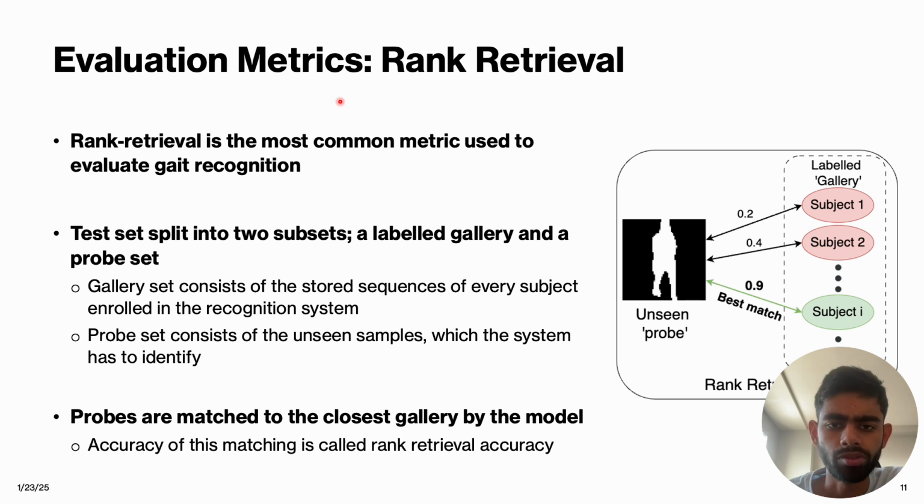So how do we evaluate our work? We use something called rank retrieval, which is basically the most common metric used to evaluate gait recognition tasks. Basically, the test set is split into two sets, a gallery, which is labeled, and a probe set. The gallery is the database of all the known subjects enrolled in the system, and they have gait sequences of all of these subjects. The task is to match an unseen probe to one of the elements in the gallery, and the accuracy of this matching is called rank retrieval accuracy.